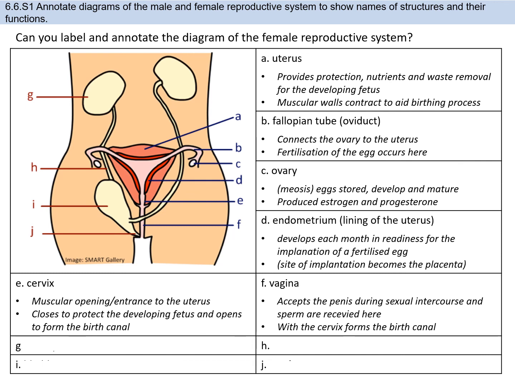F is the vagina. That's there for receiving the penis during sexual intercourse, and it's the first step the sperm are going to have to get through in order to get to the site for fertilization. And obviously after the cervix is fully dilated, the last part of the birth canal is through the vagina.